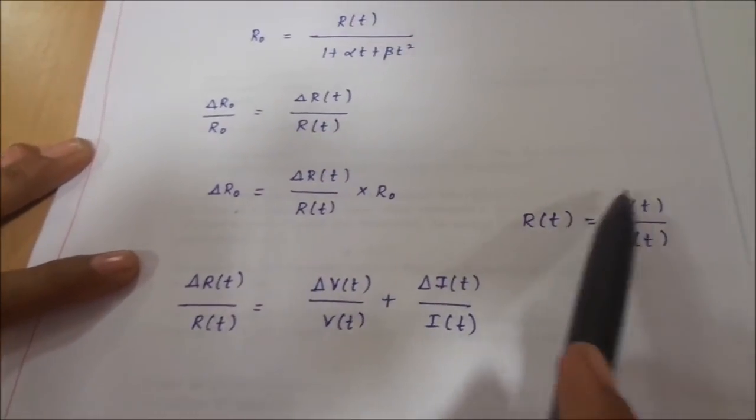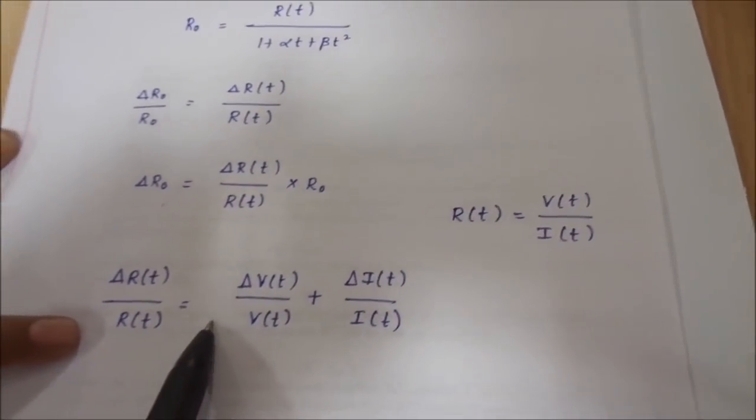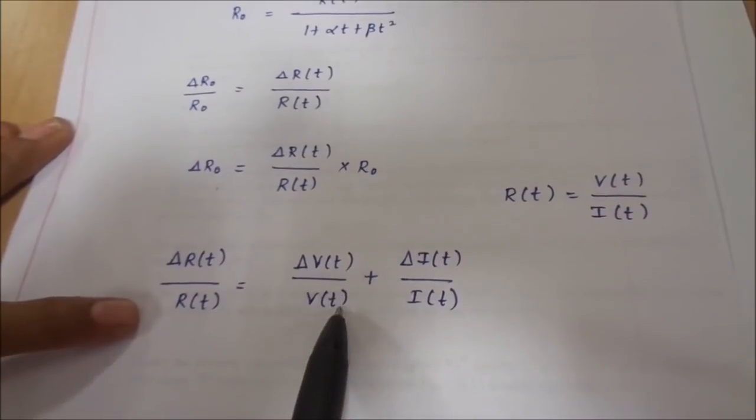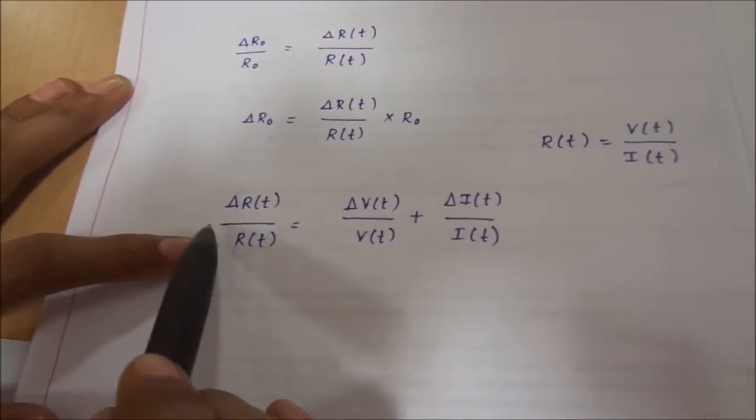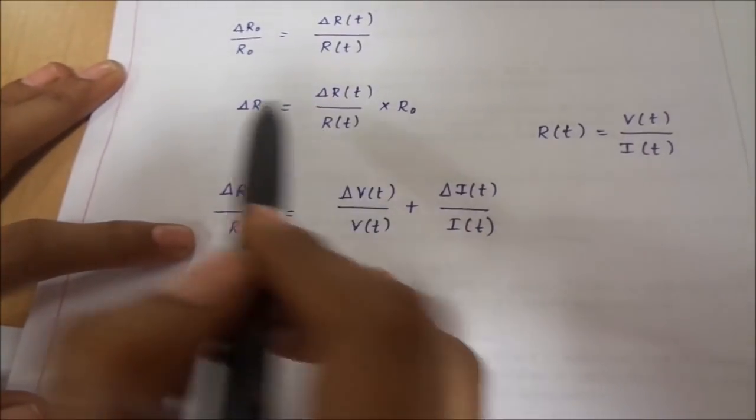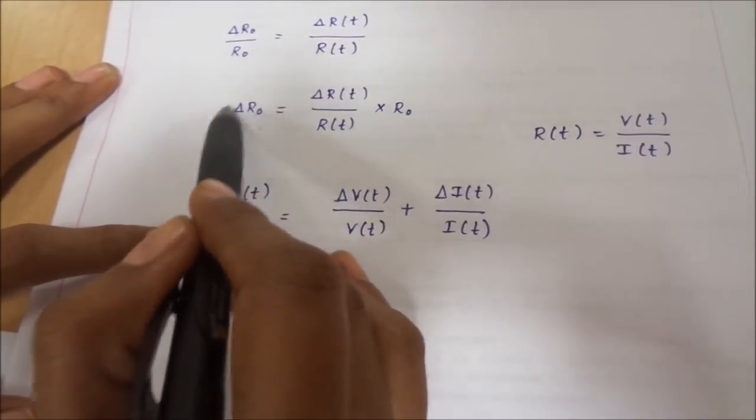R is equal to V by I. So from that we have to find del V by V plus del I by I. Then we will substitute this value here and we will get the del R0 value.